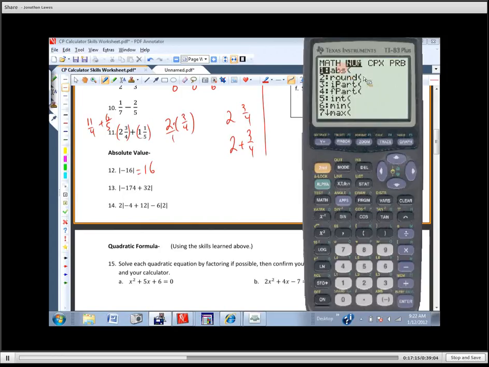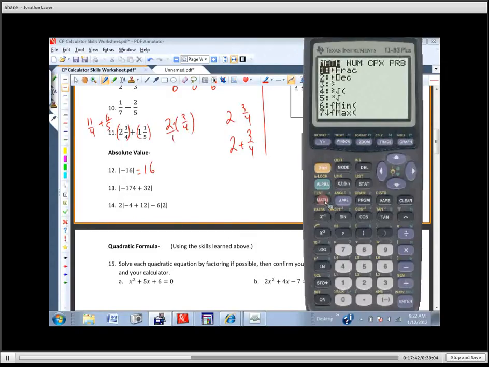Okay, notice this one is round. Okay, this next one is I part, that's the integer part. Okay, then the fraction part, integer, max, min. It's got a whole bunch of different functions that we could access here under this particular menu. We just want absolute value. We want the absolute value of negative 16. I'll close the parentheses. It tells me that it's 16. Okay, can somebody tell me what mistake I'm making here?